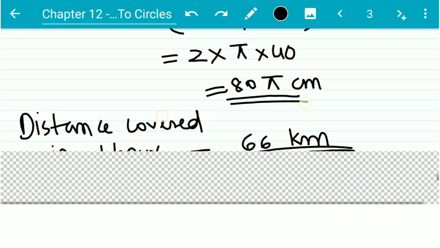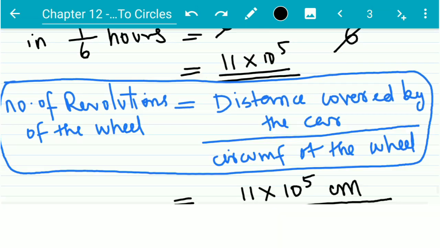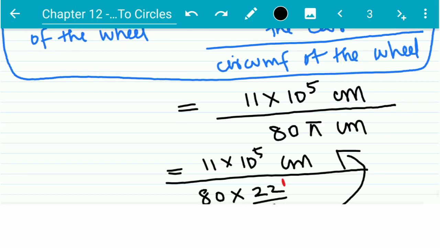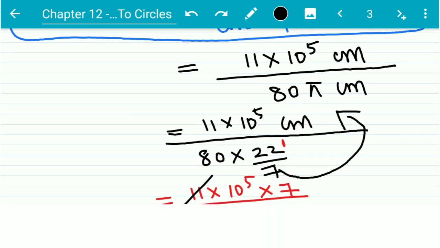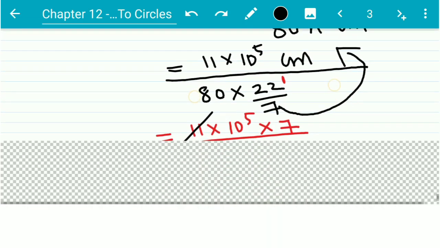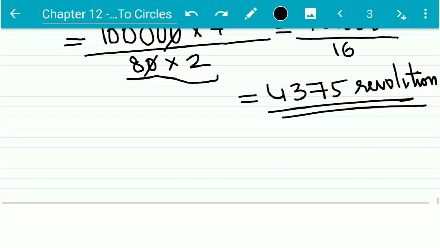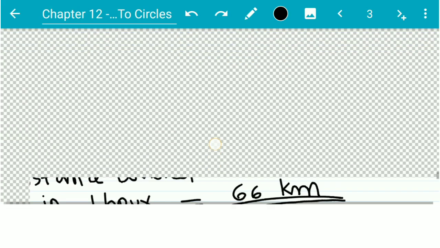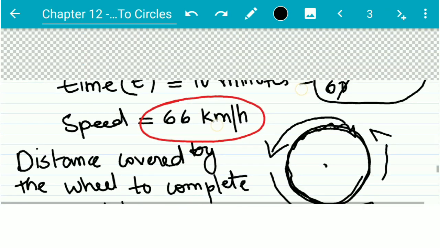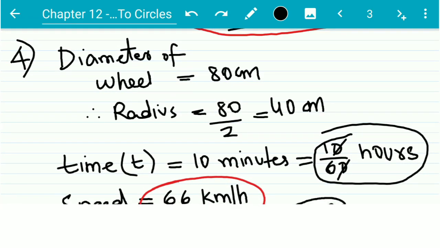That's it. Then we substituted this 80 pi centimeters and 11 into 10 raised to 5 in this formula. Then we got 11 into 10 raised to 5 divided by 80 pi centimeters. And we have been given the value of pi, 22 by 7. 7 went up. Then we finally solved this and we got 70,000 divided by 16, which is equal to 4,375 revolutions. Okay, I'll show it from the first. See, this is the starting of the answer.